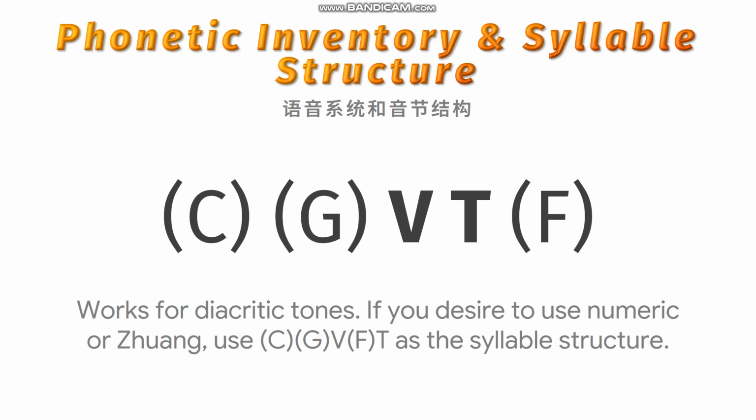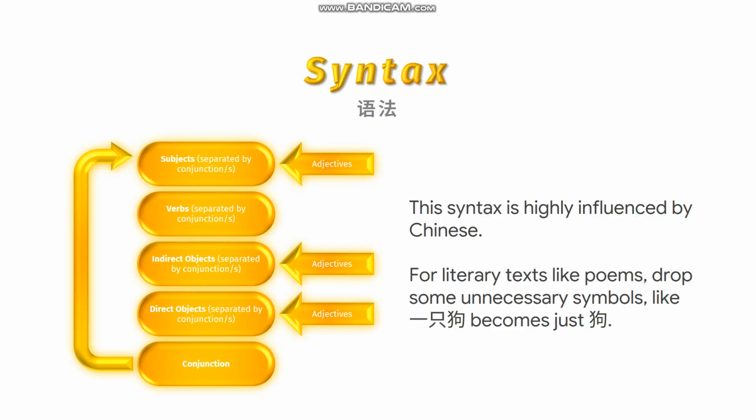The syllable structure is CGVTF. It works for diacritic tones. If you desire to use numeric or Zhuang tones, use CGVFT as your syllable structure. The word order is SVO, with the direct object coming before the indirect object, and the adjectives coming before the nouns. And for literary texts, like poems, drop some unnecessary symbols, like yet, see, go becomes just go.